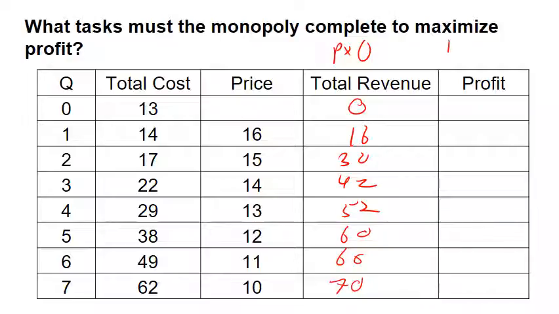Profit is simply total revenue less total cost. Quick subtracting gives me minus 13. It's going to give me 2, then 13, then 20, then 23, then 22, 17, and finally 8.